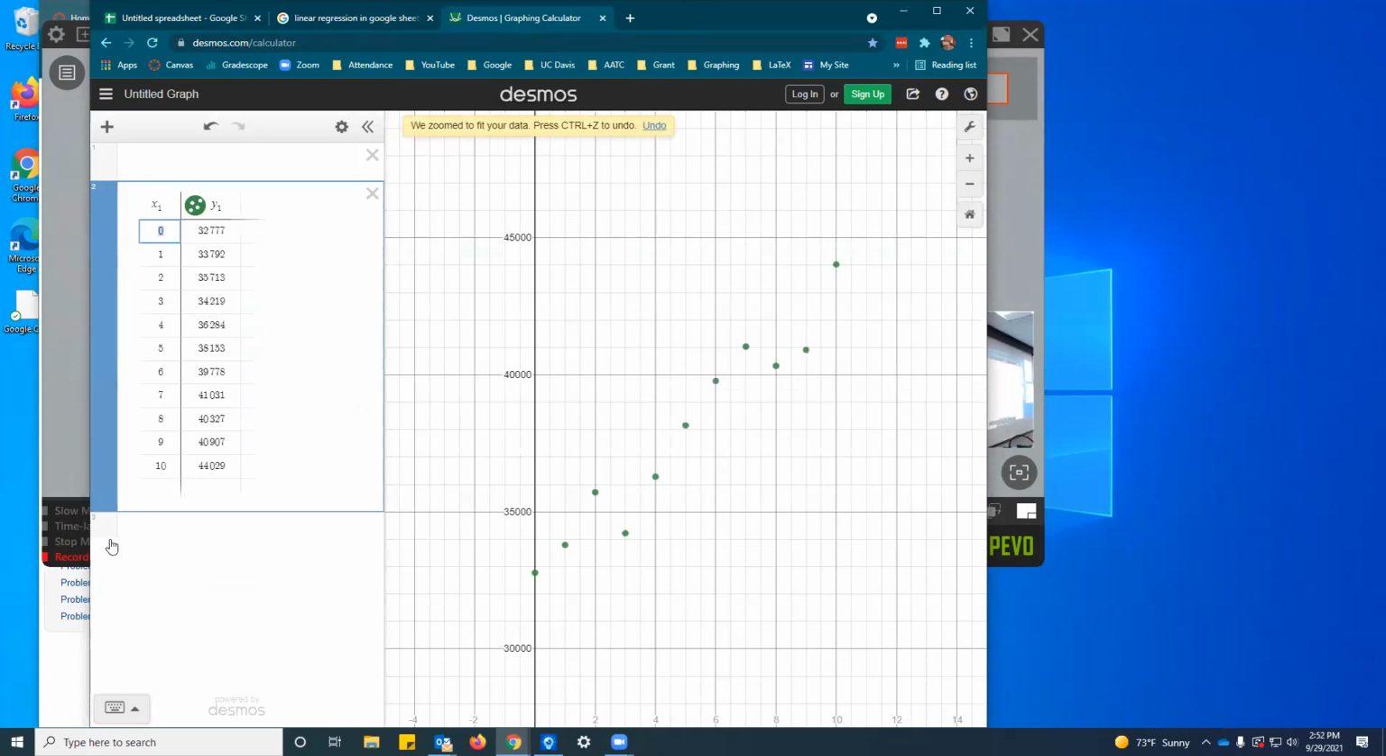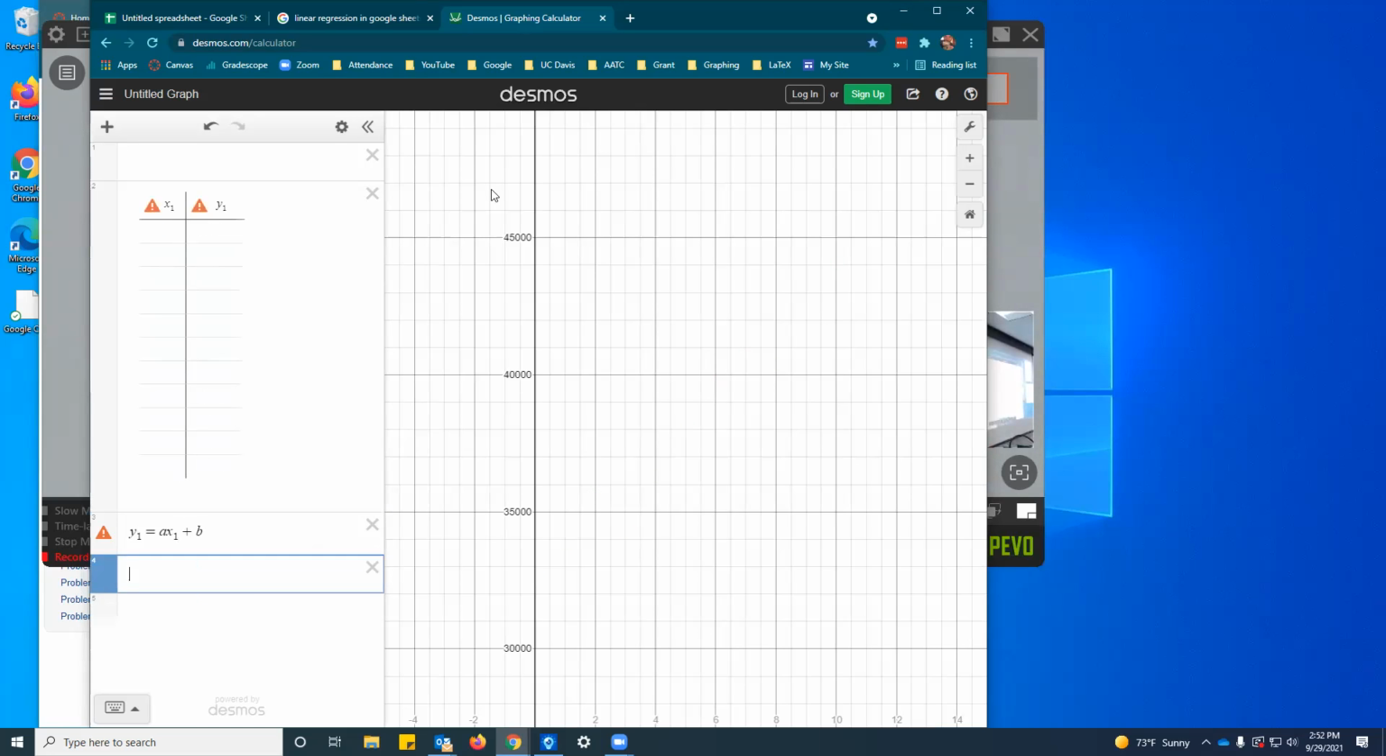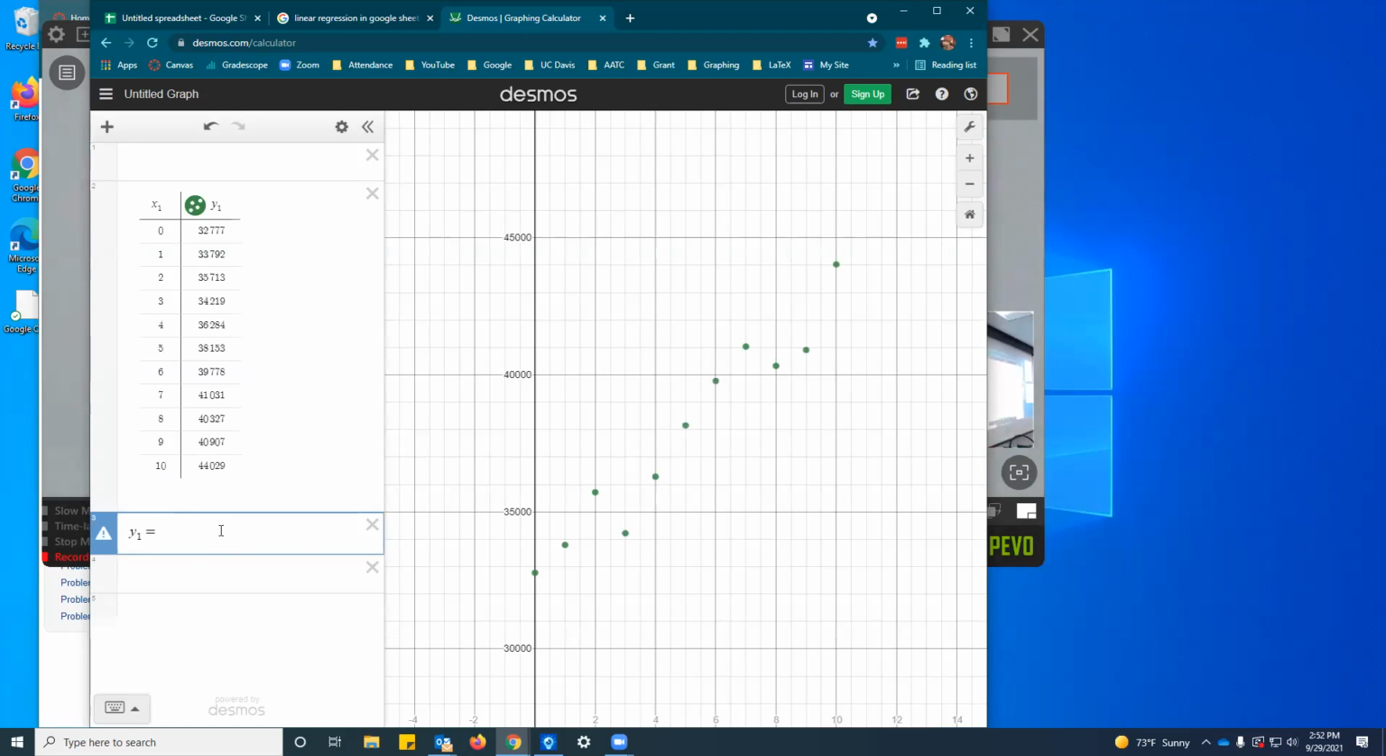So to do a linear regression in Desmos, and again, it's been a little while, I think we just want to use the same variable names. So y sub 1 and x sub 1, use an underscore to get the sub part. You're going to say y sub 1 equals a x sub 1 plus b. And sometimes it works, except it doesn't work because what happened to my data? Why are you giving me guff?